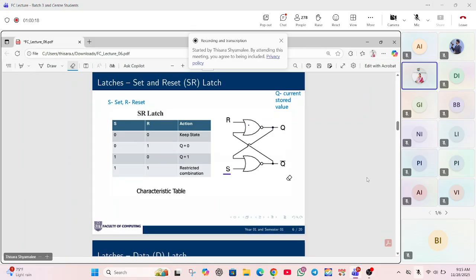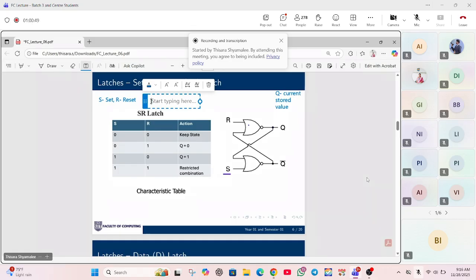Another important thing about this SR latch is the basic idea: it remembers the previous output until a new input is applied.